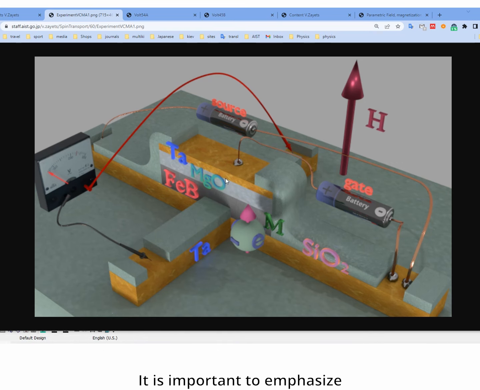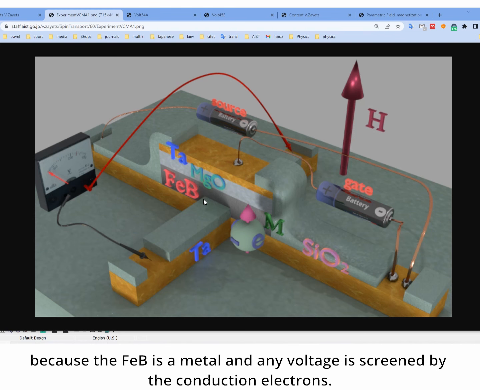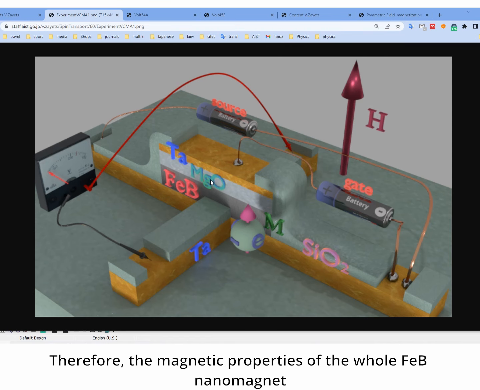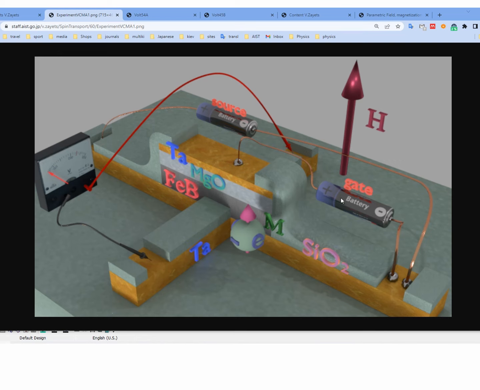It is important to emphasize that the gate voltage does not penetrate inside the iron-boron nanomagnet because iron-boron is a metal, and any voltage is screened by the conduction electrons. The voltage is only applied at the interface between iron-boron and the gate dielectric MgO. Therefore, the magnetic properties of the whole iron-boron nanomagnet are controlled by changing conditions at the interface by gate voltage.